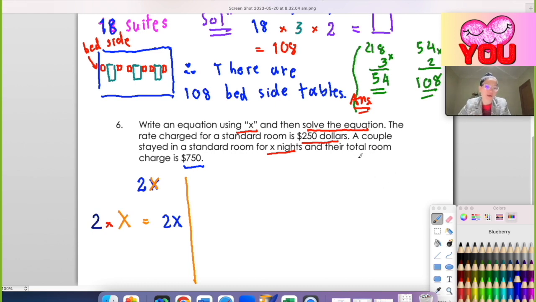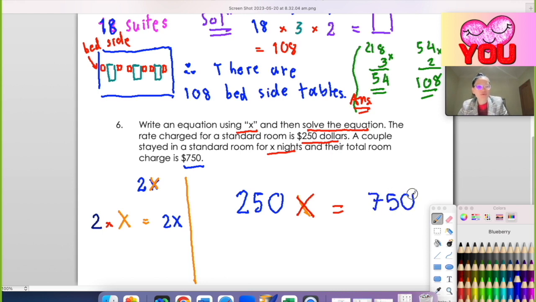So in this question, one night costs 250. And then the couple stayed there for x nights, which we don't know how many nights. Right now it is x. And then the total price equals 750. So you want to find x.